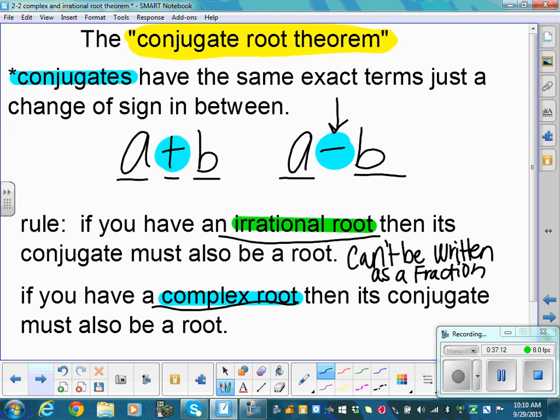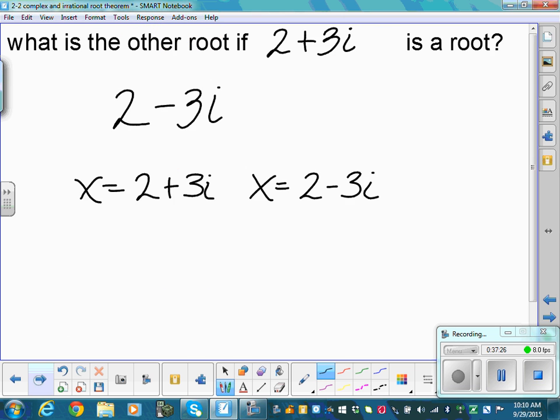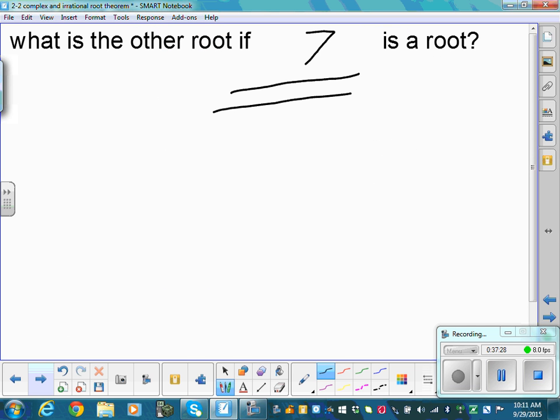Does that work for whole numbers? Does it work for fractions? No, fractions can be written as a fraction, right? Does everybody understand that it doesn't work for whole numbers or fractions? Those are just roots. So once again, I'm going to ask you one more time. What's the other root if 7 is a root? We don't know, right? x is equal to 7 is the only root we know. Do not make the mistake of saying x minus 7 is also a root. Not true, necessarily.